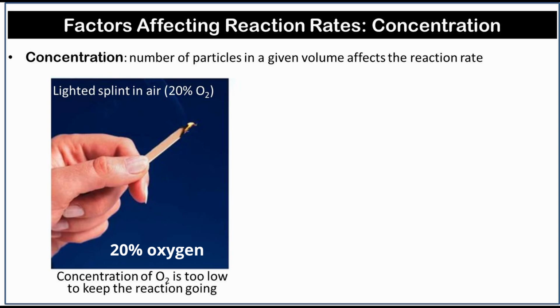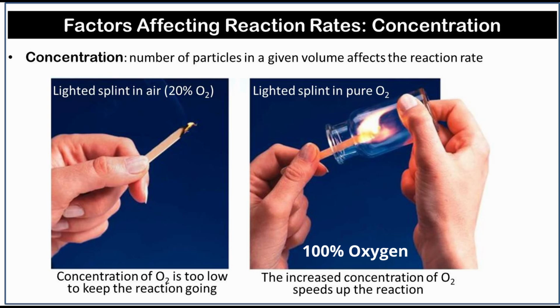What is the effect of concentration on the reaction rate? In air, a lit splint glows and soon goes out. The oxygen concentration is too low to keep the reaction going. However, when a glowing splint is placed in pure oxygen, the splint bursts into flame. The increased concentration of oxygen speeds up the reaction.